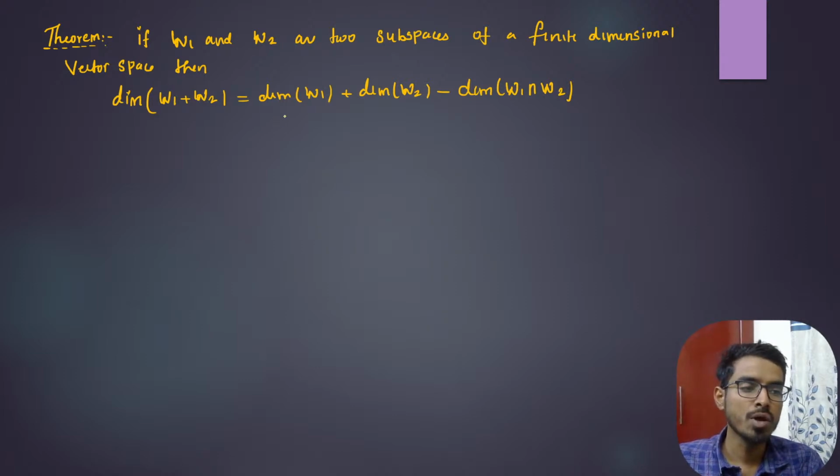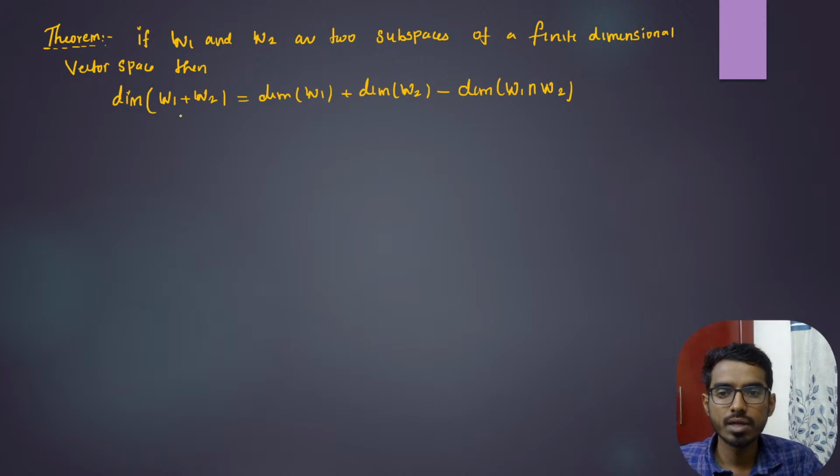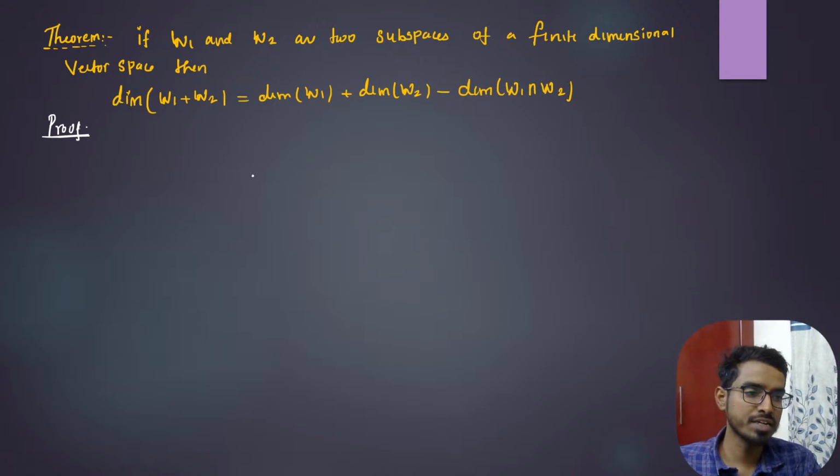Okay. So if W1 and W2 are two subspaces of a finite dimensional vector space, then the dimension of W1 plus W2 is equal to the dimension of W1 plus the dimension of W2 minus the dimension of W1 intersection W2, right? That is, the number of elements in the basis of W1 plus W2 is the same as the number of elements in the basis of W1 plus the number in the basis of W2 minus the number in the basis of W1 intersection W2. This is what this theorem says. Dimension is nothing but the total number of elements in the basis, for a finite dimensional vector space.